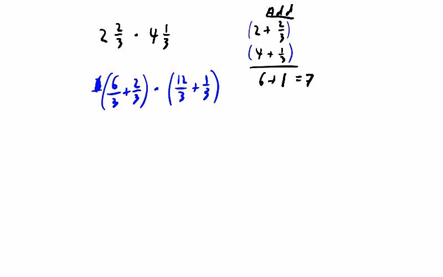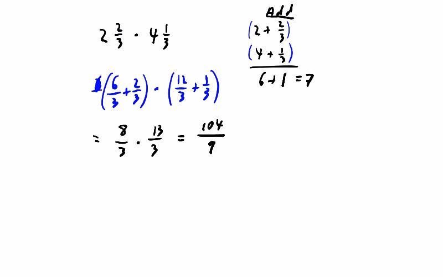What I've shown in blue is usually just done in your head. 6/3 plus 2/3 would give us a total of 8/3. 12/3 plus 1/3 would be 13/3. Neither 8 nor 13 has a factor of 3 in it, so all we can do is multiply the numerators together and get 104, and take the denominators, multiply the 3 times the 3 and get 9.